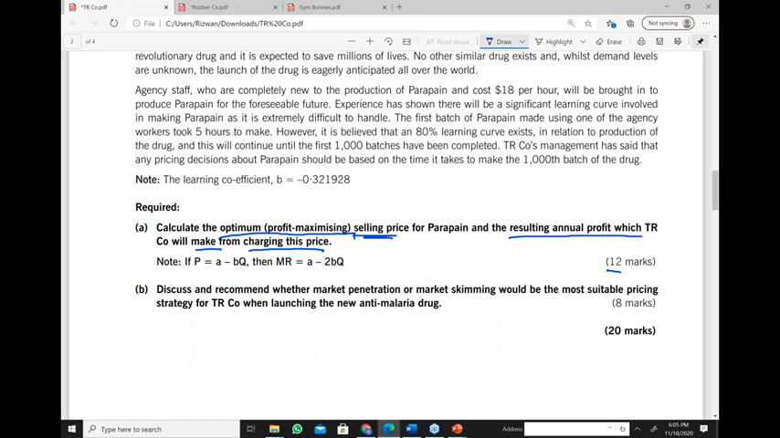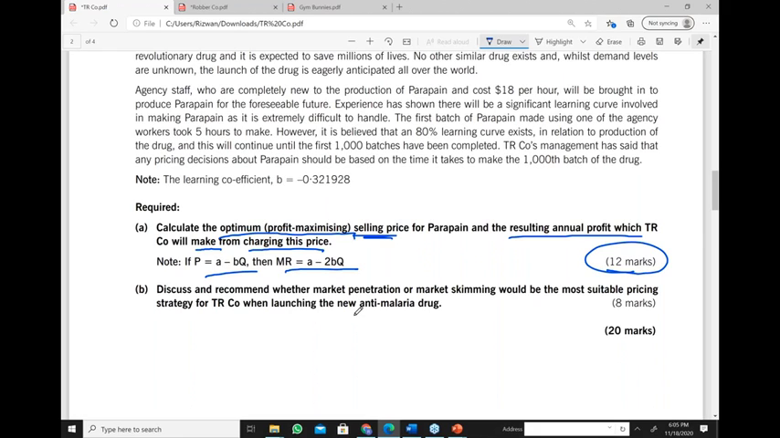12 marks. Wow. Which topic is this one? Can you tell me? Calculate optimum selling price for a product and resulting annual profit. Note if P is equal to A minus BQ, then MR is equal to A minus 2BQ. Come on, tell me, which topic is this one, guys? Yeah, it's the pricing. No linear programming.